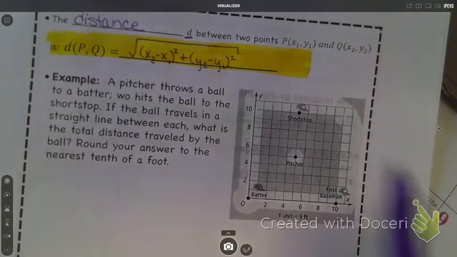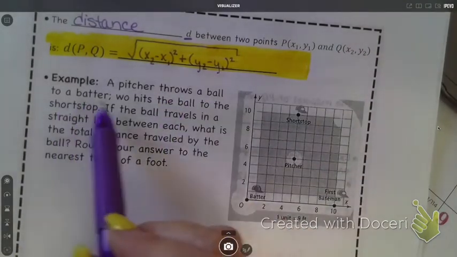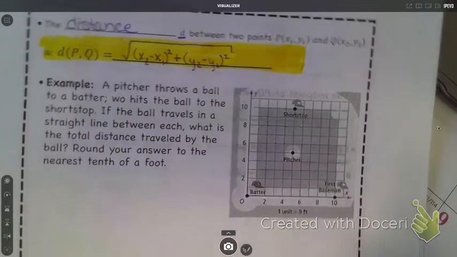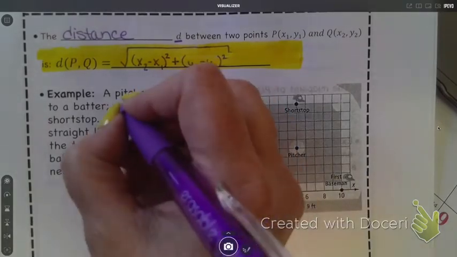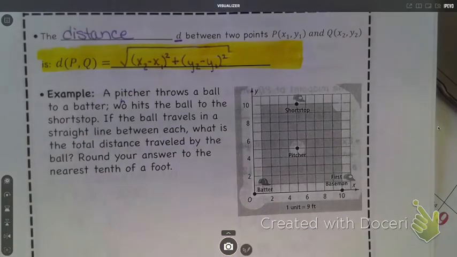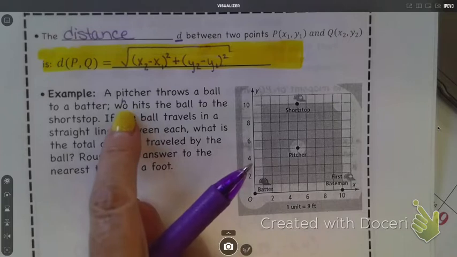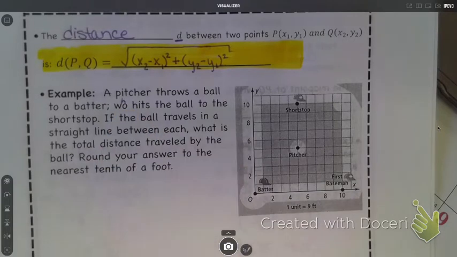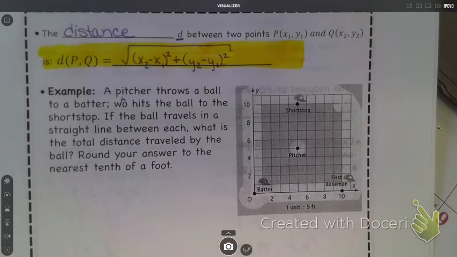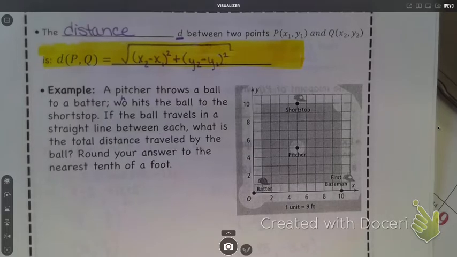Okay, a pitcher throws a ball to the batter. Look at that, pitcher. What's it missing? The H. Hits the ball to the shortstop. If the ball travels in a straight line between each, what is the total distance traveled by the ball? Round your answer to the nearest 10.